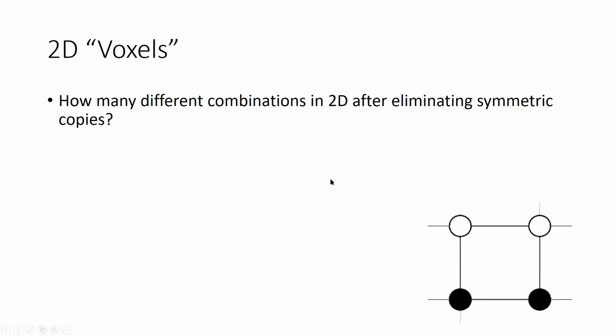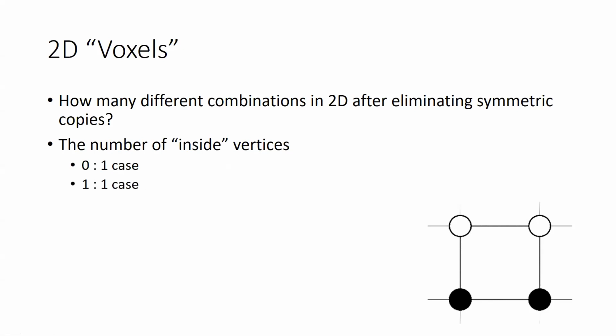So after that, you will have black and white dots on the checkerboard. And how many different combinations are there in 2D after eliminating the symmetry? You can think about the number of inside vertices. If it's 0, you have only one case, because it's all outside, let's say all white. And 1 inside is also one case.